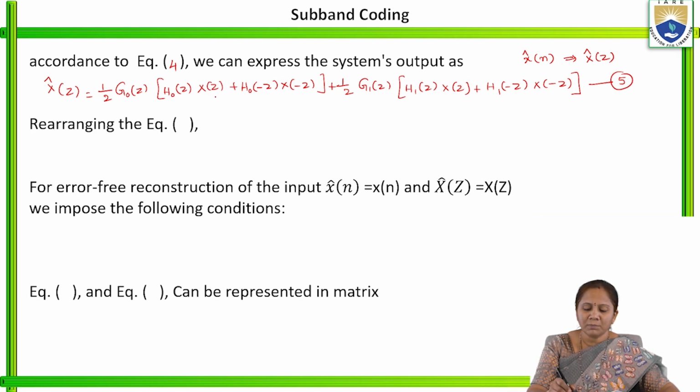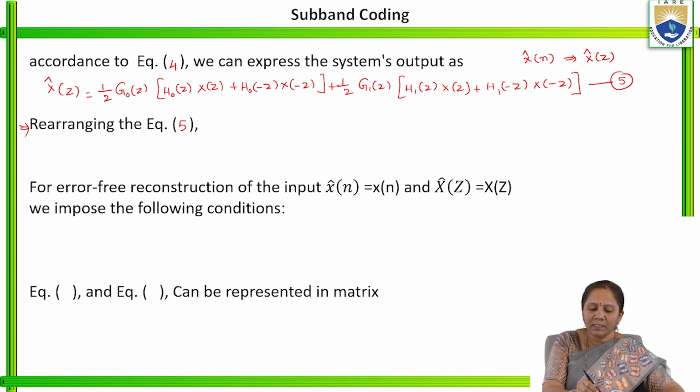So here we have some terms related to X of Z and some terms related to X of minus Z. So let us rearrange this equation 5 by making all X of Z terms in one place and X of minus Z terms as another term. So just rearranging this equation number 5, we can write this as X cap of Z is equal to 1 by 2.